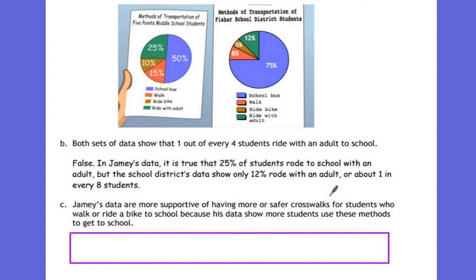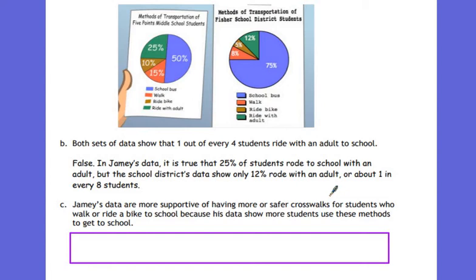Then C. So the reason this Jamie dude ended up doing all these bar graphs and math is he was the head of the student council at his school. And this is what all the slides show. He was the student council president at his school, and he felt like since their school had so many people either walking and riding their bikes home, that they needed more crossing guards for safety reasons. So he brought that up to his principal to see if that could be done.